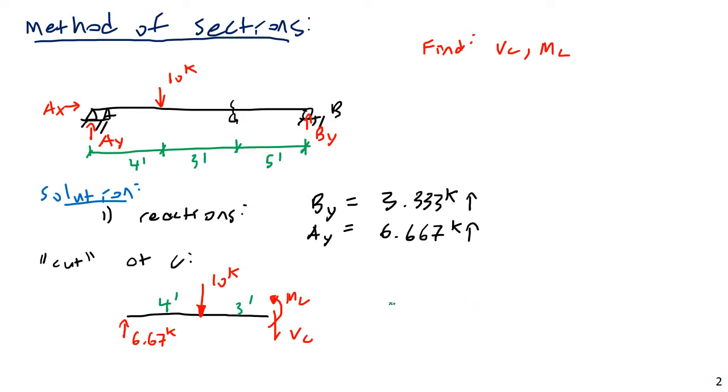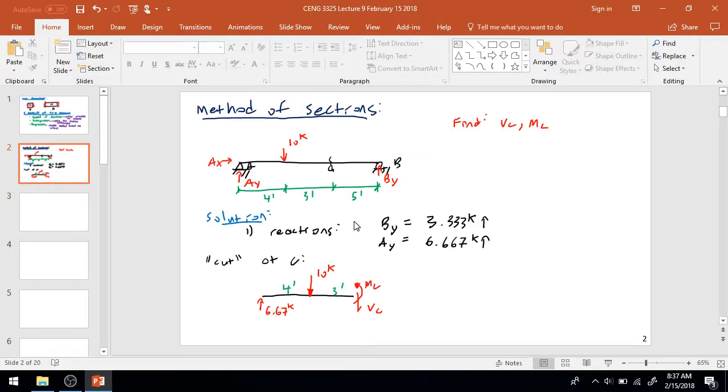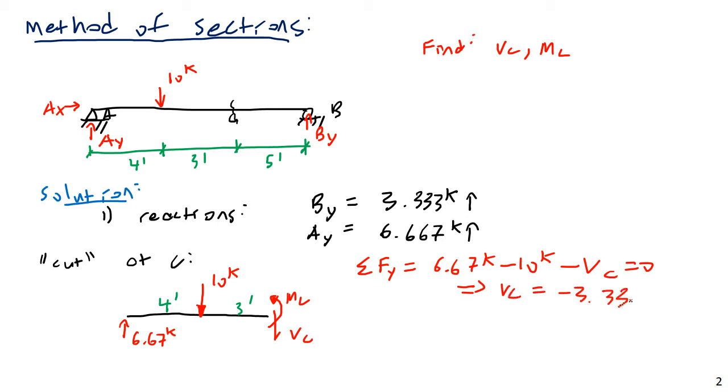This one isn't really going to be too bad. It's fairly simple because I'm solving for the shear and moment at a point rather than as a function of x. So it's fairly straightforward. Now let's go ahead and get those. If I do a sum of forces in the y direction, I will have 6.67 kips minus 10 kips minus VC is equal to 0. And that produces VC equal to negative 3.33 kips.